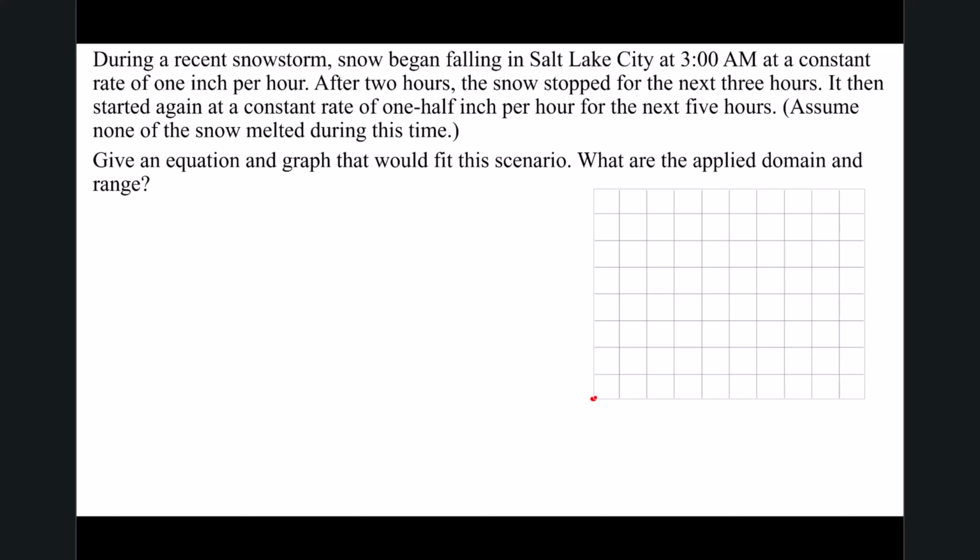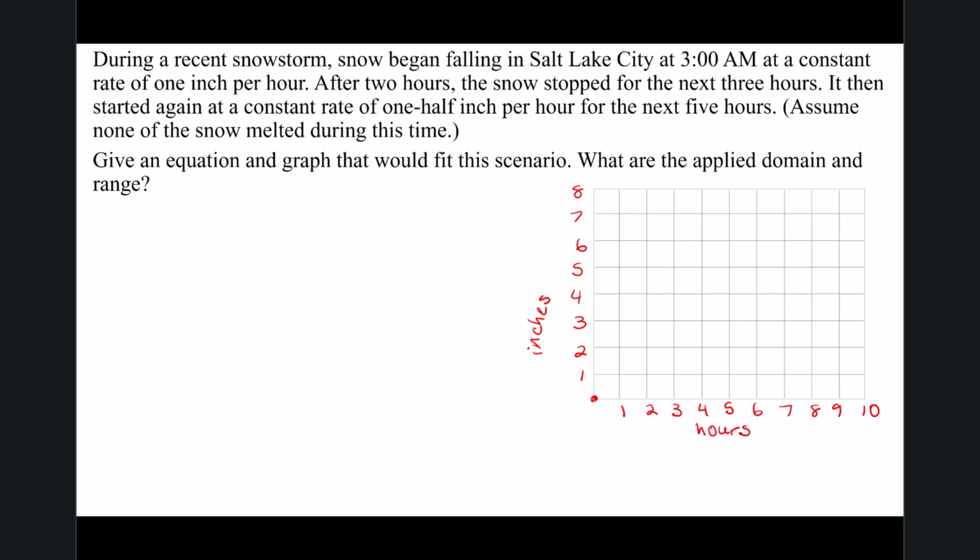So this is the point (0, 0), and let's do hours along the x-axis. So we have hours from 3 a.m., so hour 1 is at 4 a.m. We're just going to start at hour 1, then 2, 3, 4, 5, 6, 7, 8, 9, 10. And then we'll do inches on the left side of the graph along the y-axis. We'll start with 1 inch, 2, 3, 4, 5, 6, 7, and 8.